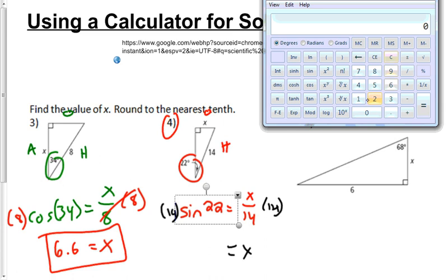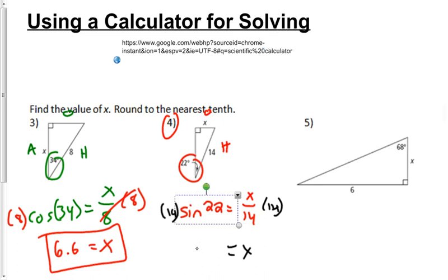So clear it here. We have to do 22 and then click sine, and then multiply by 14. I got 5.2. And judging by the picture, I think that's a good estimate as well. So 5.2 looks good for x. So again, we are using these trig ratios to solve just for a missing side when we're given certain pieces. In these we can't use the Pythagorean theorem because we don't have two side lengths to use.